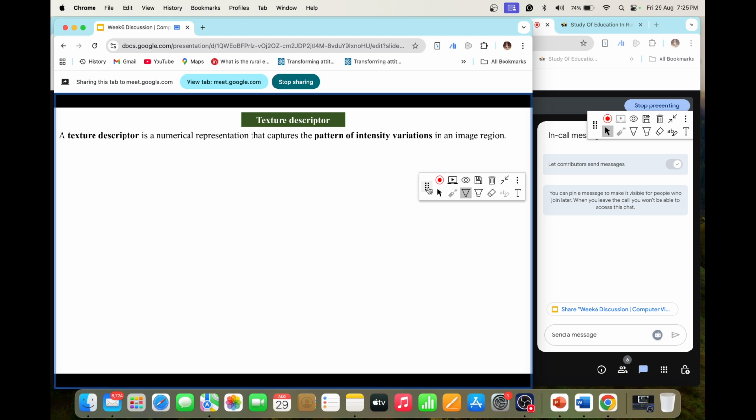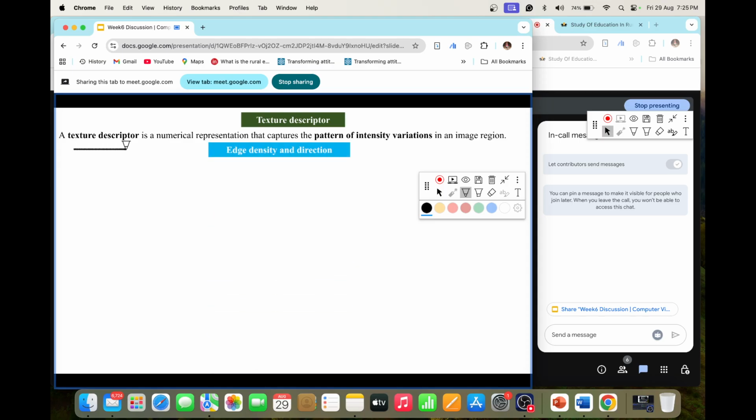Second, this is a texture descriptor. Okay, the first type of descriptor is over, that is a patch descriptor. For patch descriptors, we have only studied one, that is histogram of gradient. For texture descriptors, we will talk about different ones.